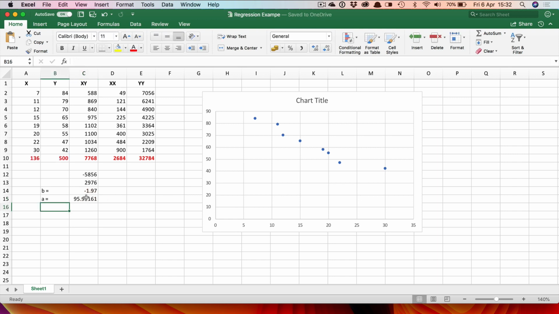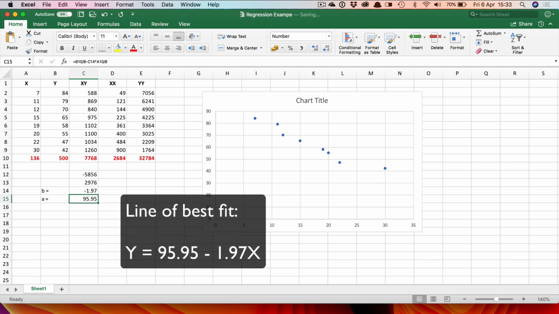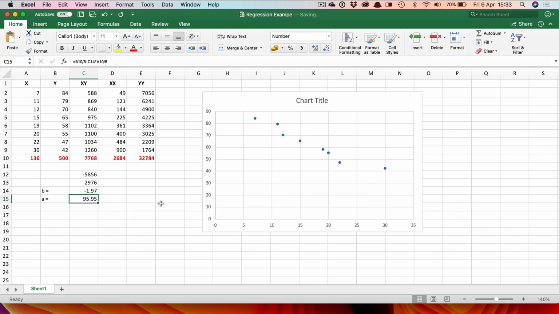That gives me my intercept of 95.95. So we have a line of best fit here as an equation, y equals 95.95 minus 1.97x. Okay, so that's the relationship, that's the line of best fit, which we can use for forecasting, and I'll come to that shortly.